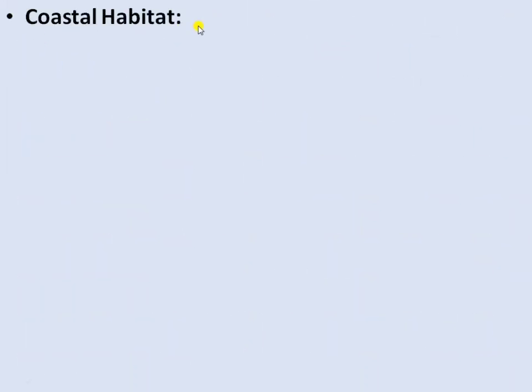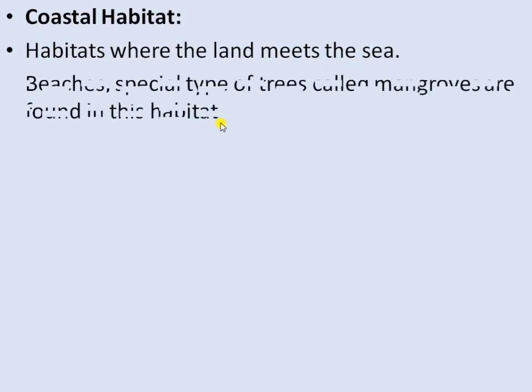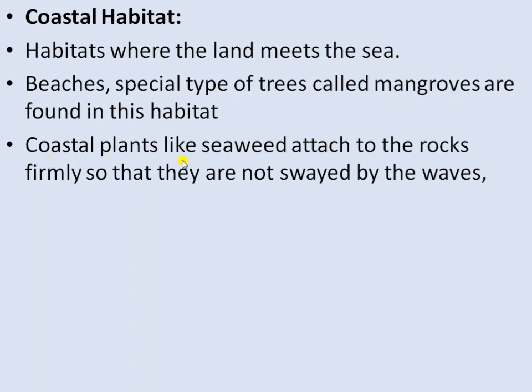Next is the coastal habitat. The first one is the marine habitat, the second the freshwater habitat, and the third one is the coastal habitat. The coastal habitat is where the land meets the sea. Beaches and a special type of tree called mangroves are found in this habitat. Coastal plants like seaweed attach firmly to the rocks, so they are not swayed by the waves. That's why they attach to the rocks.